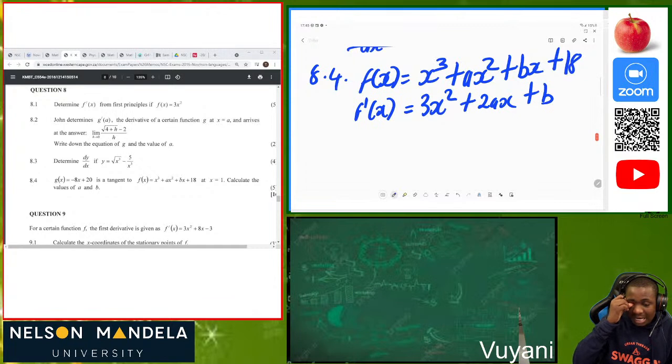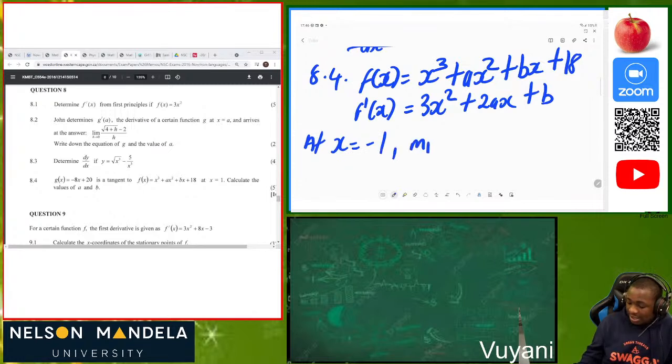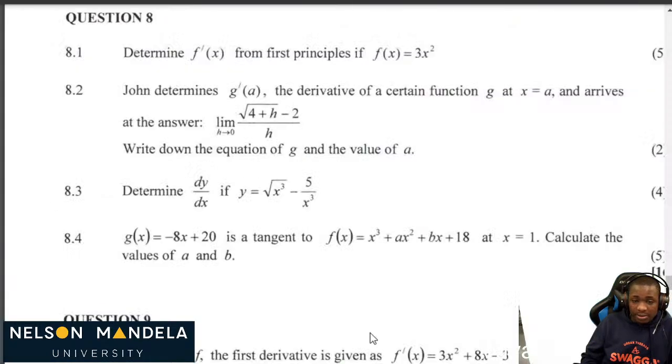So we were told that x is equal to 1. So let's substitute our x value to be equal to 1. At x is equal to 1, we know that the gradient of the tangent is equal to -8. Which means on our function at x is equal to 1, the gradient is equal to -8.